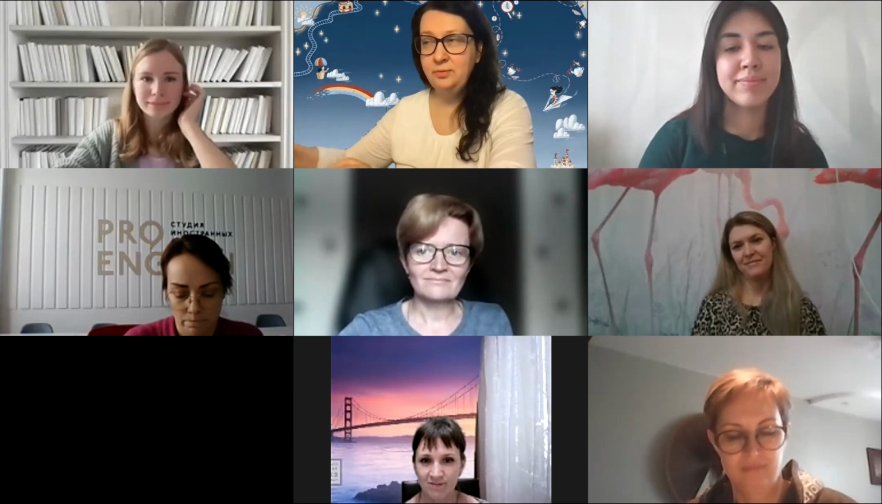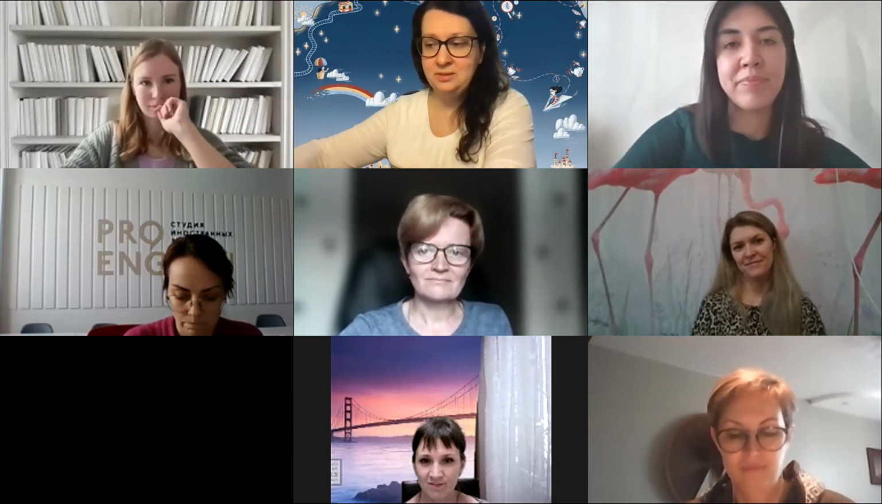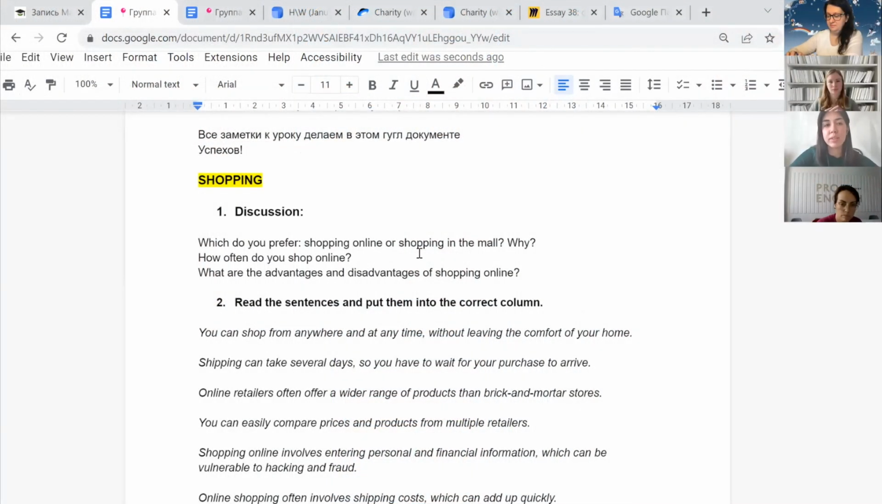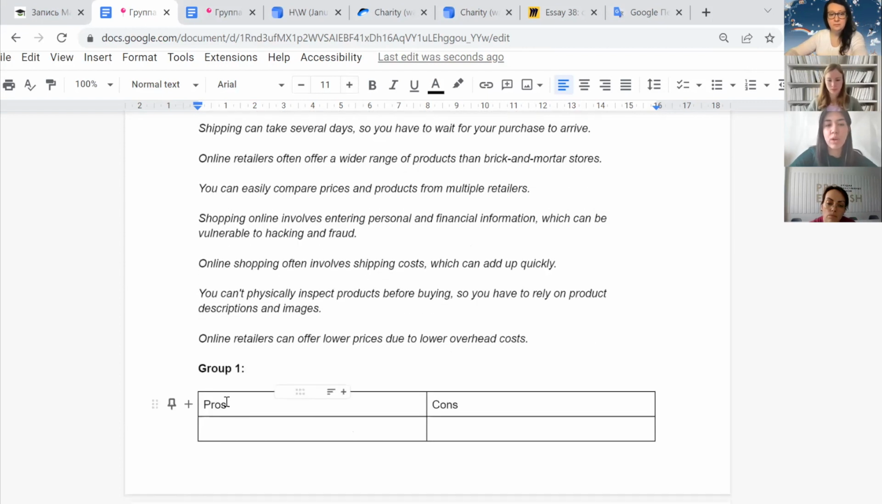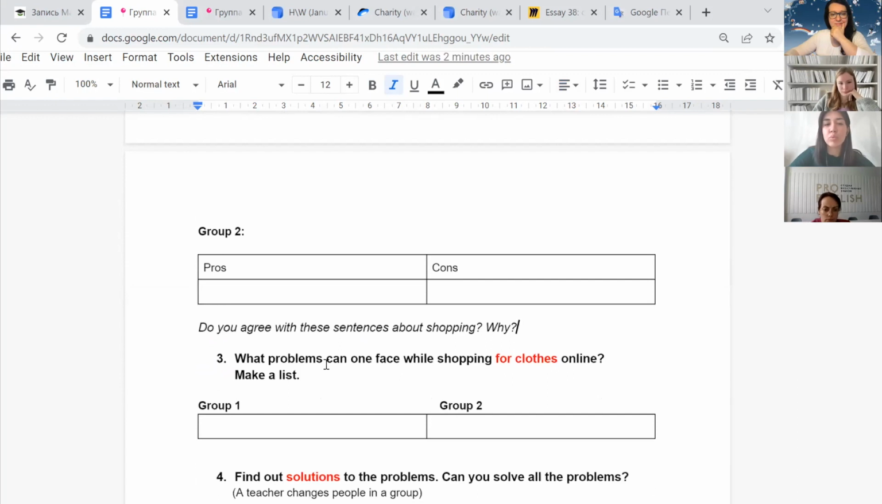Fantastic. Okay, paragraph 3 now, problems and solutions. At first, we have a discussion. So they need to discuss which they prefer, shopping online or in the mall. I tell them to read the sentences and put them in the correct column. So we have 2 columns, pros and cons. Then I ask them what problems can one face while shopping for clothes online, not only for shopping, but for clothes. And I prepare them for the task.